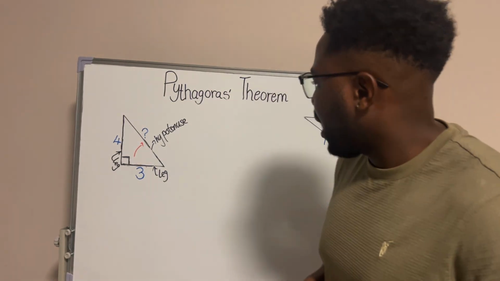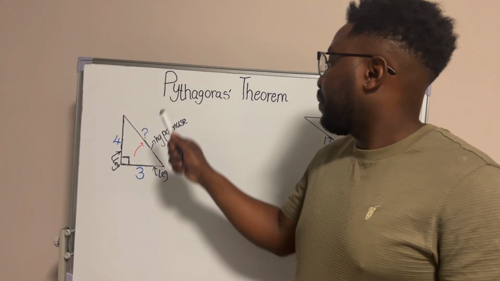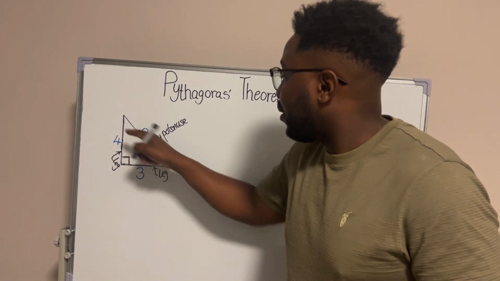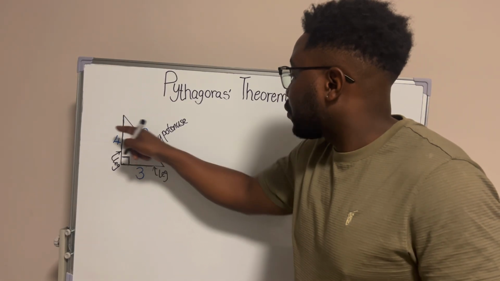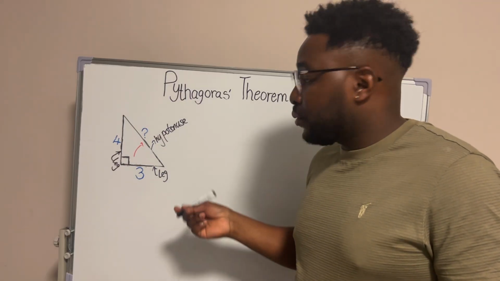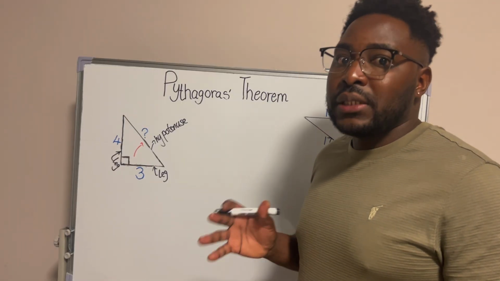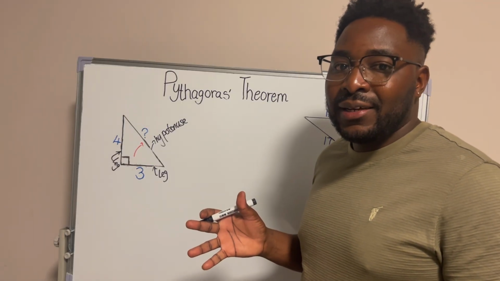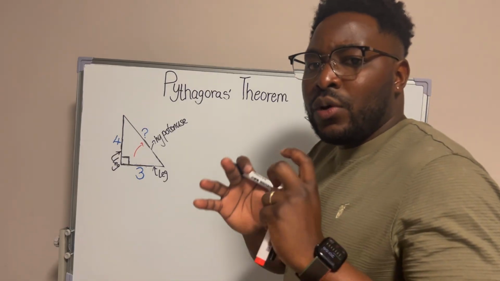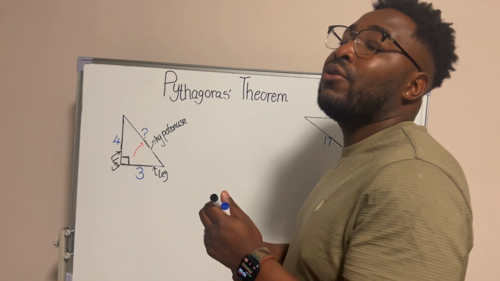Okay, so then how do we find our missing side over here? The Pythagoras theorem states that the sum of squares of the legs equals the square of the hypotenuse. Now, that's a lot to digest, right? So then how about we transform the words into an equation? Yes, and how do we do that?